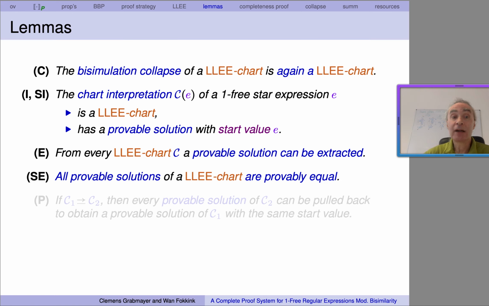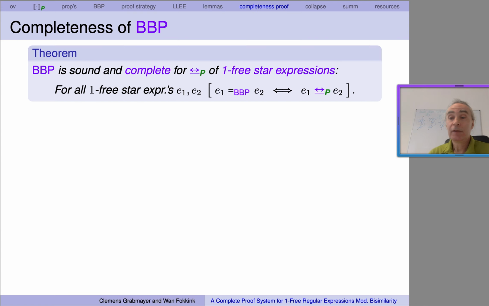And then there are two more lemmas on this slide, namely that from every LEE chart it's possible to extract a provable solution, and the lemma SE, that all provable solutions of a LEE chart are provably equal. The last lemma I will explain to you in the completeness proof.